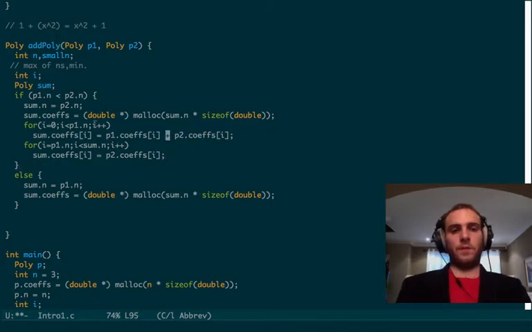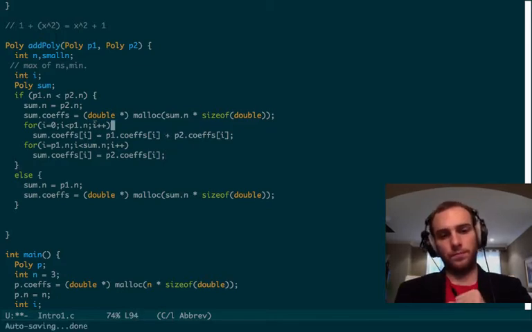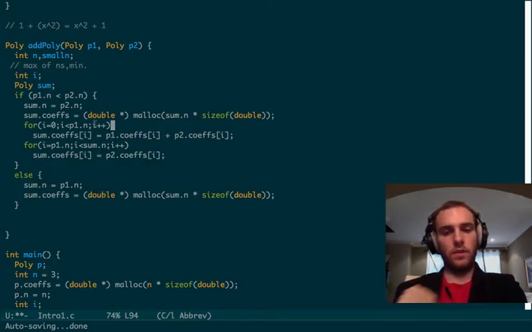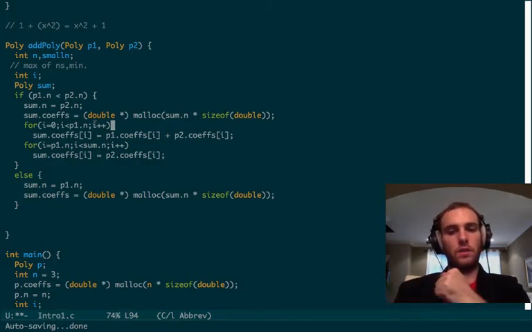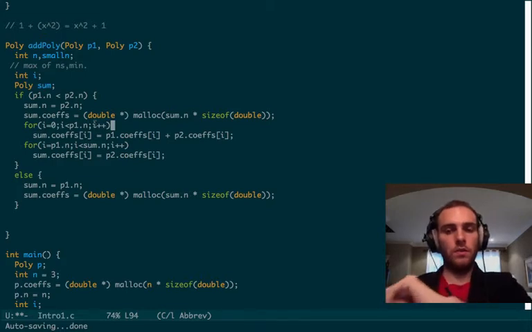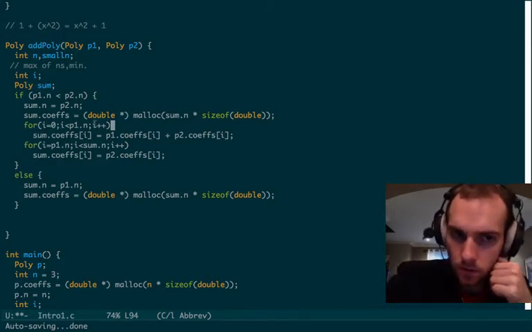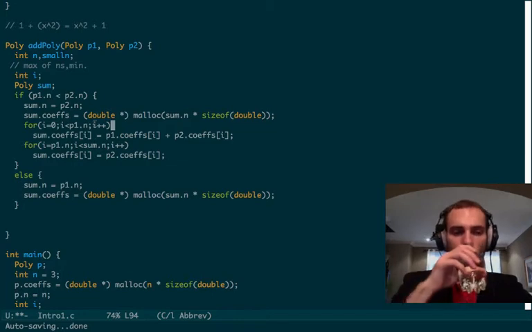Right? So when you have two polynomials of unequal length, you add each coefficient when both of them are defined. When only one of them is defined, it means the other one is equal to 0. And so you just add the one that's defined.